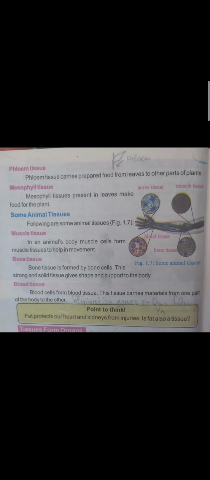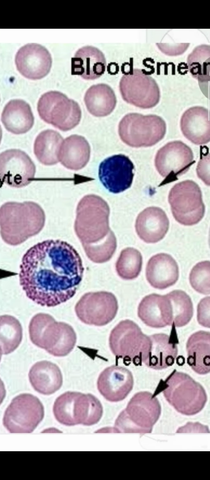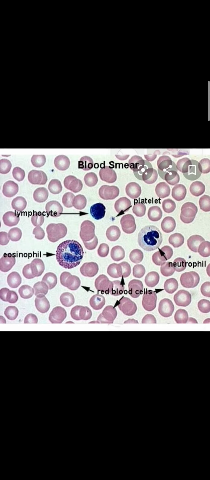Blood tissue. Blood cells form blood tissue. This tissue carries materials from one part of the body to the other. Usually these carry oxygen. This is the microscopic view of a blood tissue sample. These are red blood cells. These are three types of white blood cells and platelets.